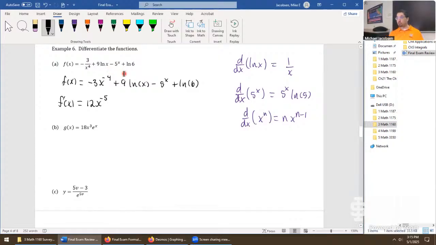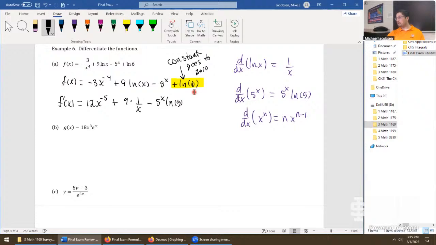Here, it's a constant multiple rule again. This will be just plus 9 times 1 over x, or 9 over x is a great way to write it. This one's going to be -5 x to the power natural log 5, based on this formula here in the middle. And this one's a constant, so it goes to 0. Since there's no x here whatsoever, this is a constant and goes to 0. So that derivative's done. On to the next one.